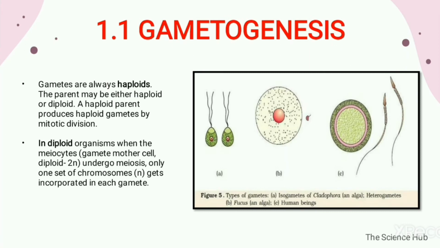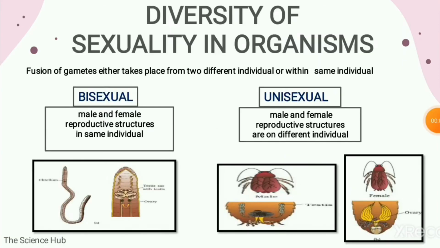Gametogenesis. Gametes are always haploids. The parent may be either haploid or diploid. A haploid parent produces haploid gametes by mitotic division. In diploid organisms, when the meiocytes undergo meiosis, only one set of chromosomes gets incorporated in each gamete.